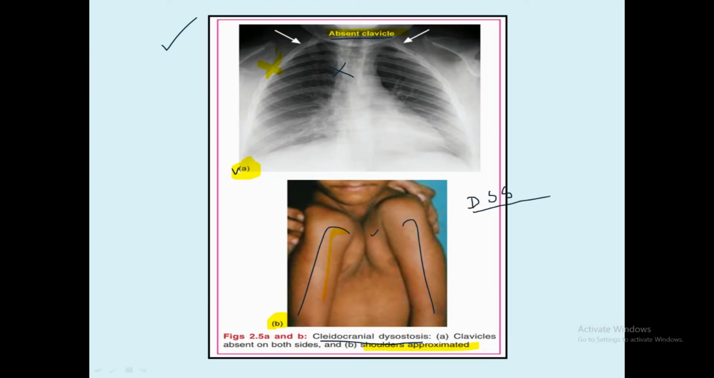DSS. DSS is droopy shoulder syndrome. What is that? It is a depression of the shoulder that stretches the brachial plexus, causing pain without any sign of neurological impairment. So droopy shoulder syndrome, very important.